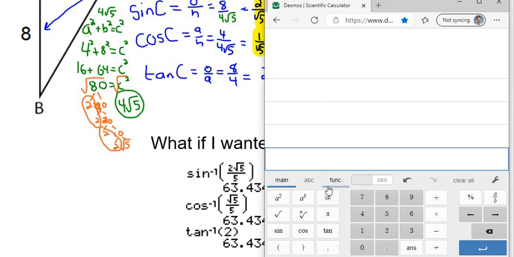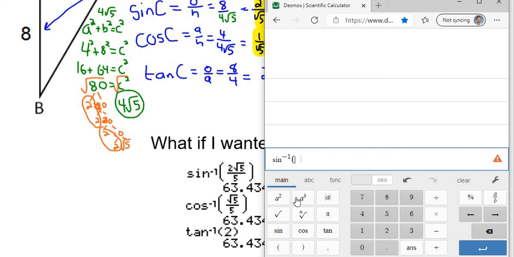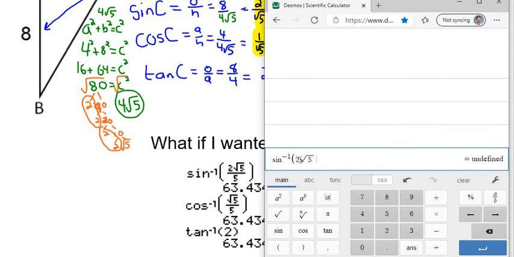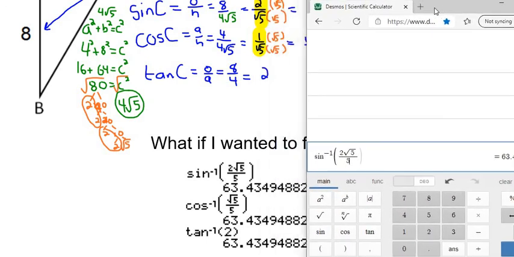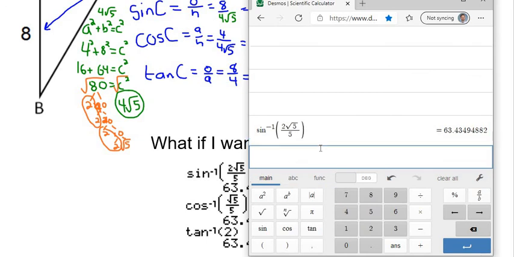So to do that, to put in sine inverse, we go to function and then put in inverse sine. And then we have to go back to the main to type in what we want to. So 2 square root of 5. Oops, I put fifth root on accident. Square root of 5. Then highlight the whole thing and divide by 5. And you can see, look, I get the exact same answer that I got on the calculator, 63.435 degrees. But if you don't want to use the function, remember, you can just use arc, right?